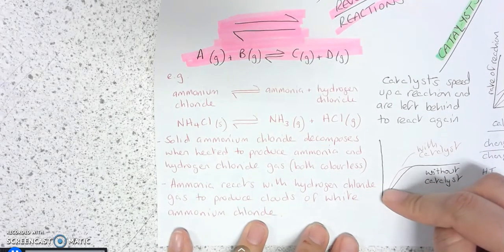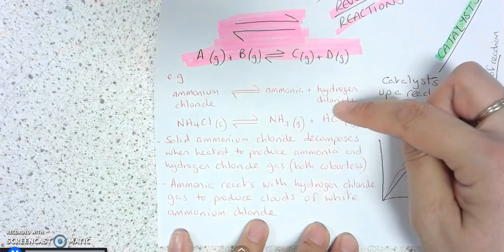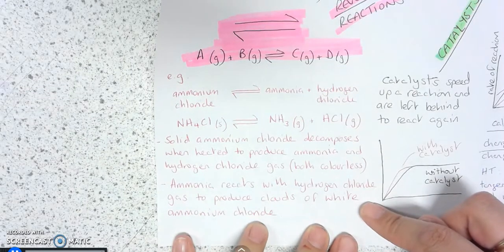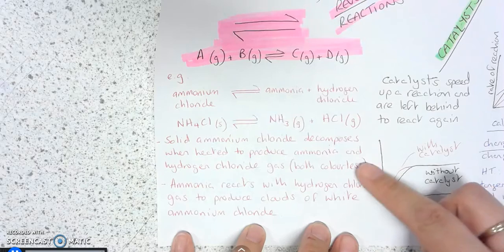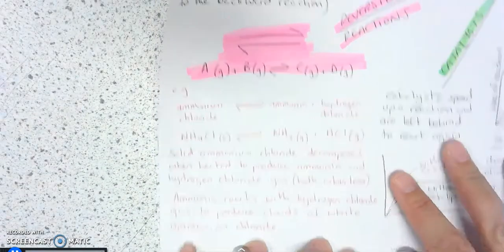However, if I take that ammonia and react it with hydrogen chloride gas on this side, I can now produce clouds of white ammonium chloride, so I've gone back to my original reactant.